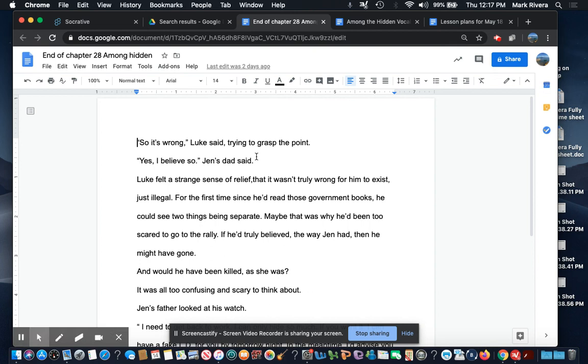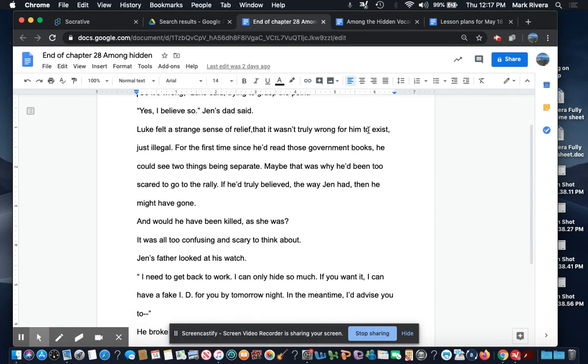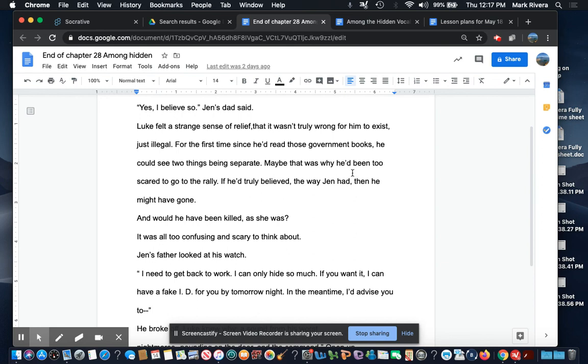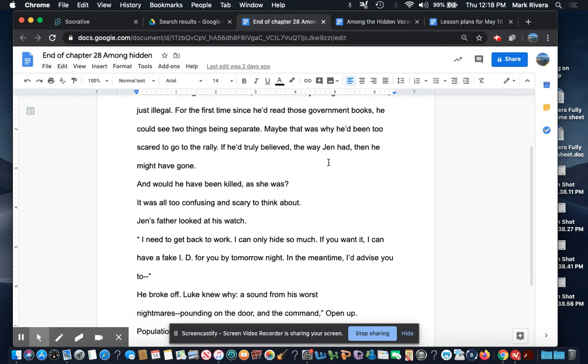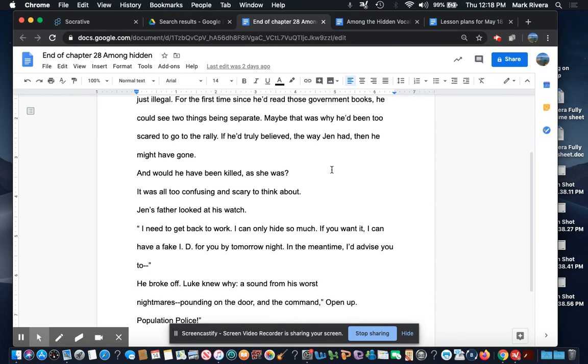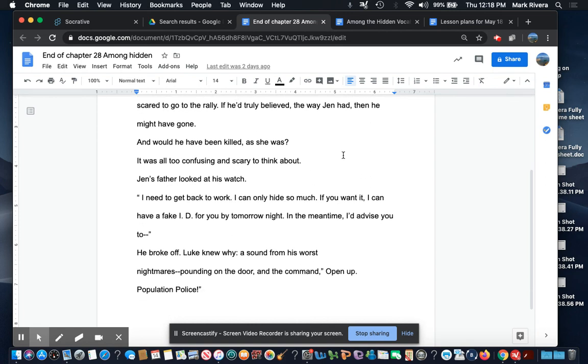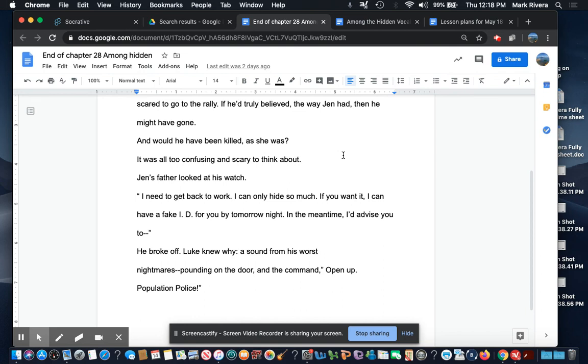"So it's wrong," Luke said, trying to grasp the point. "Yes, I believe so," Jen's dad said. Luke felt a strange sense of relief that it wasn't truly wrong for him to exist, just illegal. For the first time since he'd read those government books, he could see those two things being separate. Maybe that's why he'd been too scared to go to the rally. If he truly believed the way that Jen had, then he might have gone. And would he have been killed as she was? It was too confusing and scary to think about.